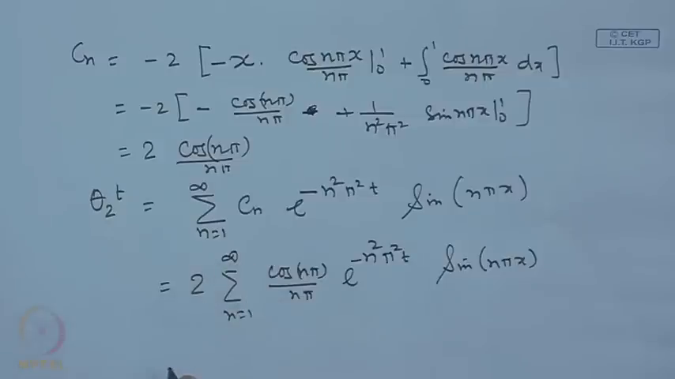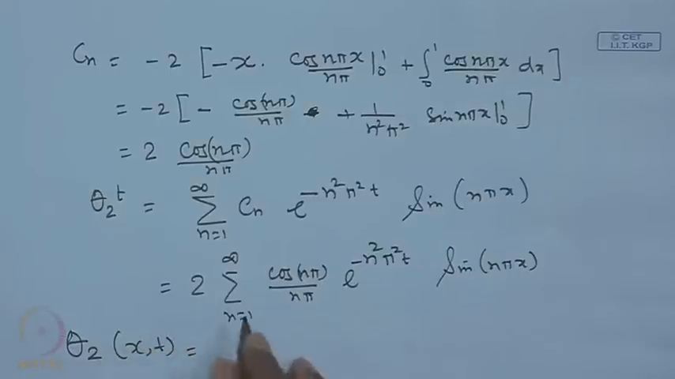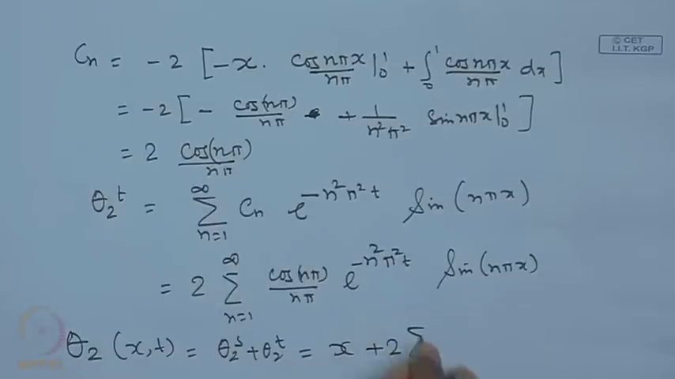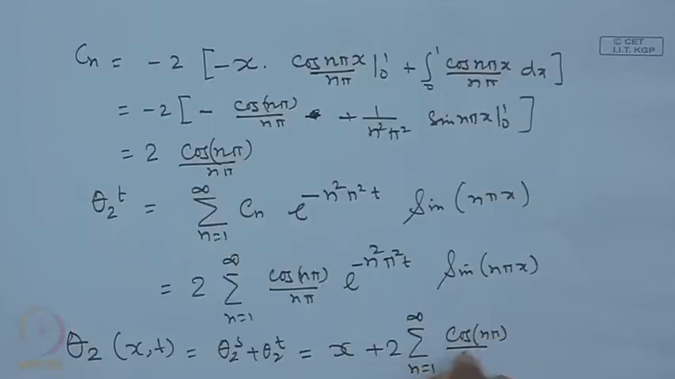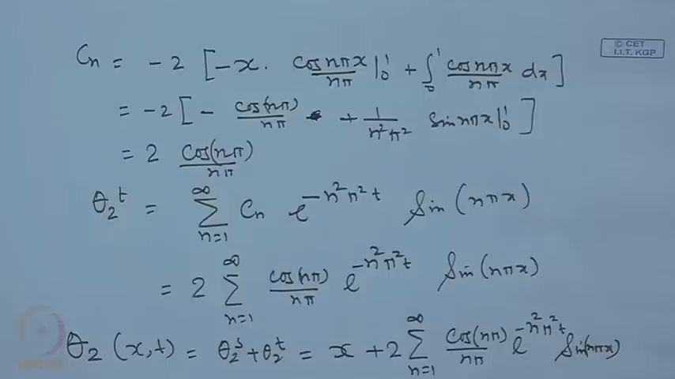So, we complete this problem. We complete the second problem: theta 2 as a function of x and t is theta 2 s plus theta 2 t, and theta 2 s was x. So, x plus 2 summation n equals 1 to infinity of cosine n pi divided by n pi, e to the power minus n squared pi squared t, sin n pi x.